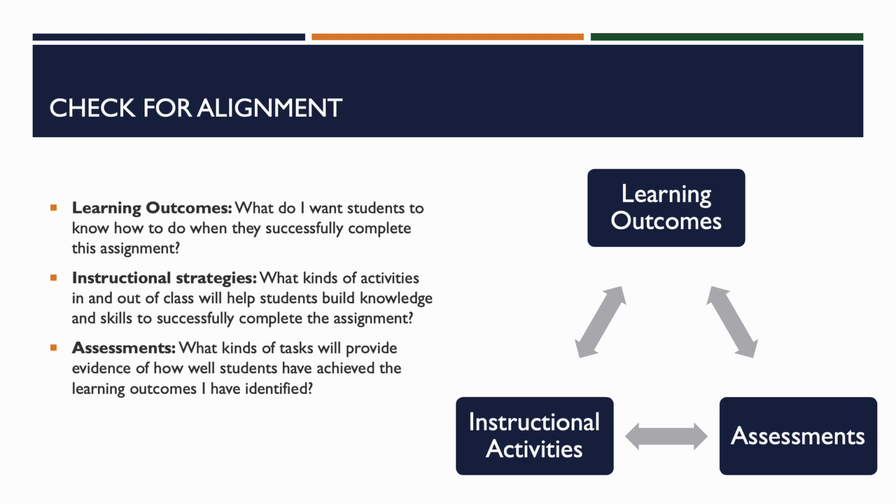Point number 5 of developing good assignment outcomes is to check for alignment. Your learning outcomes should be aligned with the instructional activities and assessments. So your learning outcome is what you want students to know when they successfully complete the assignment. What instructional strategies are you using in and outside of class to help students build that knowledge and those skills to successfully complete the assignment? And then what kinds of tasks will provide the evidence of how well students have achieved the learning outcome you've identified?